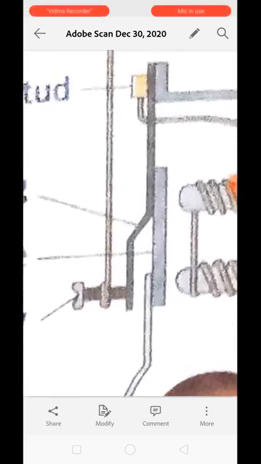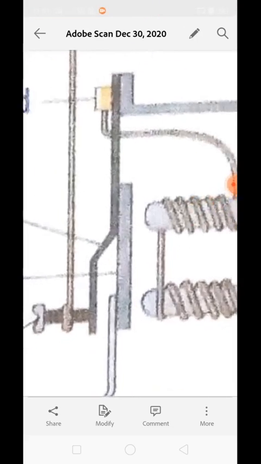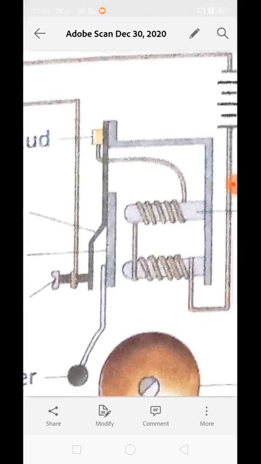So next is armature. This long strip over here which is connected with the brass stud is known as armature. Armature is a soft iron strip which is attracted by the electromagnet because, just see over here, it is present in the magnetic field of the U-shaped electromagnet. Whenever it is magnetized, the armature will get attracted toward the U-shaped magnet.